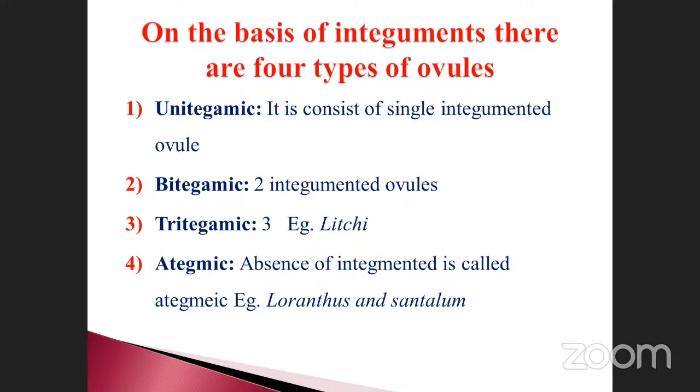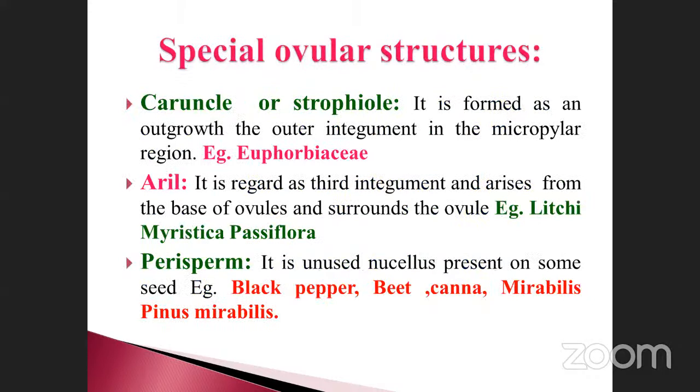Particularly, you must know which one is the highest. Highest number of integuments: Litchi is an example. Sometimes they may ask which one is the highest, and which one is completely absent. Ategmic, absence of integuments: Loranthus and Santalum. These are the two examples given for ategmic, absence of integuments. And specials were already discussed: the Caryophyllaceae and Euphorbiaceae family, maximum of these are considered this.